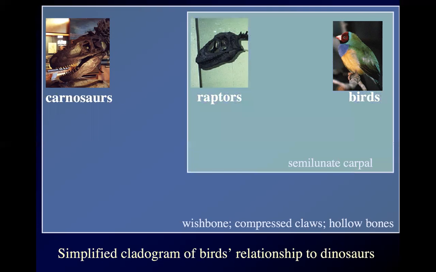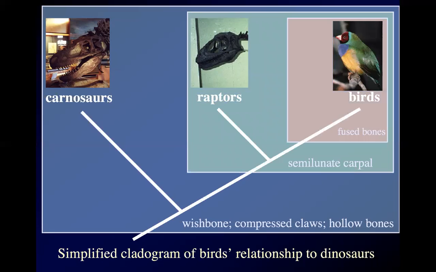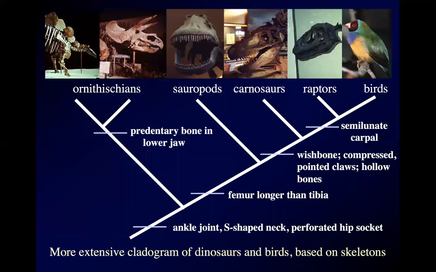And then within that group, raptors and birds share that swivel wrist joint. And then birds are unique within that group because birds have a lot of bones that are fused. And we can use those sets of nested shared characters to draw a cladogram that looks like that. Based on skeletons, we can add to that.